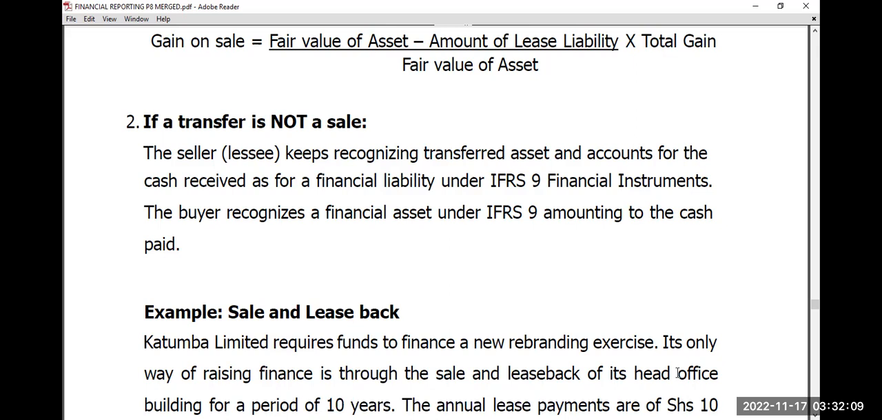The next standard is going to be IFRS 15, that is revenue from contracts with customers. When you have actually exhausted these computations and we've learned how to deal with the leases, then we can take off from there and proceed to IFRS 15, that is revenue from contracts with customers.